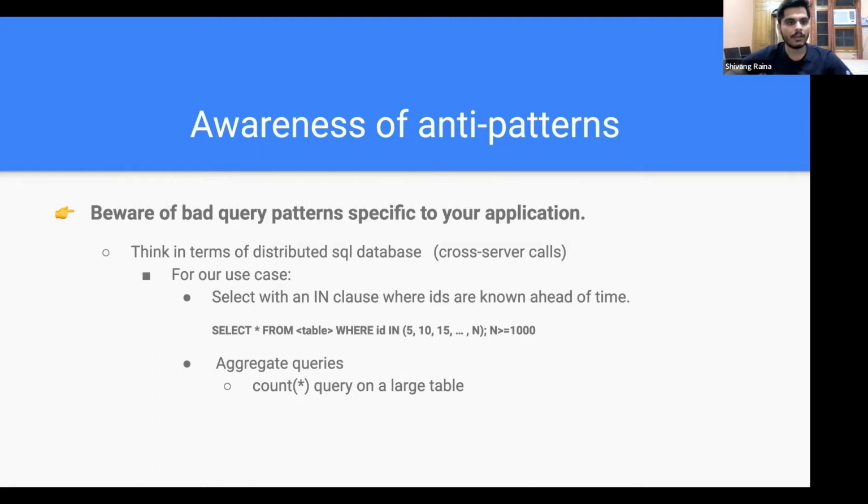The second anti-pattern would be to use aggregated queries. Like a count star query on a large table can prove to be an anti-pattern.